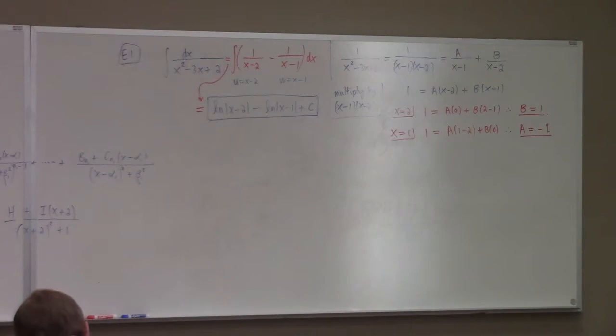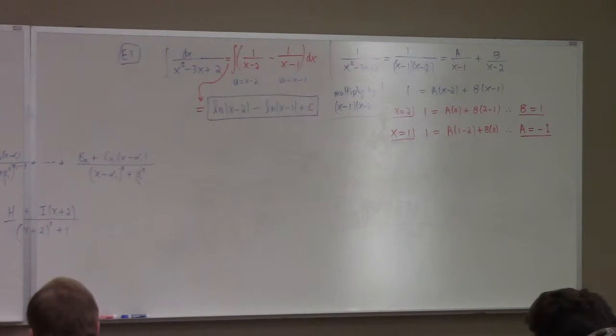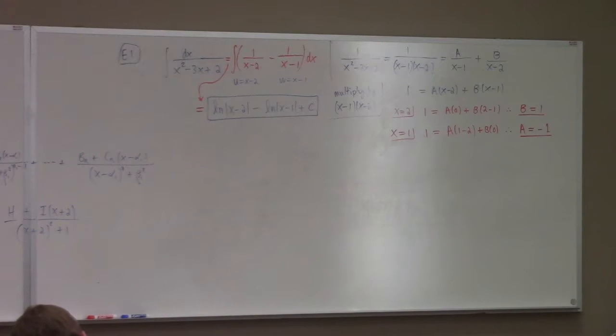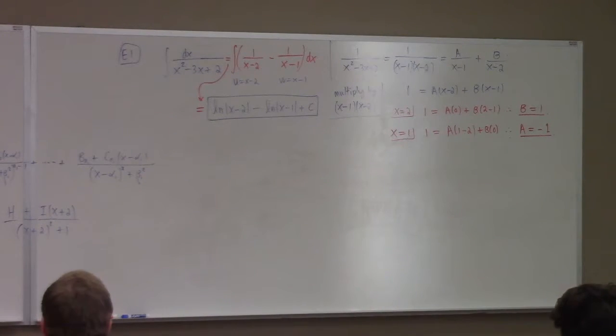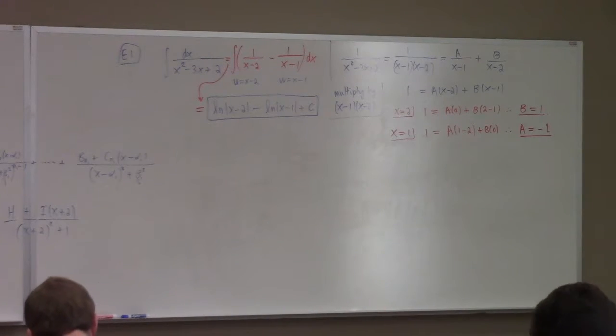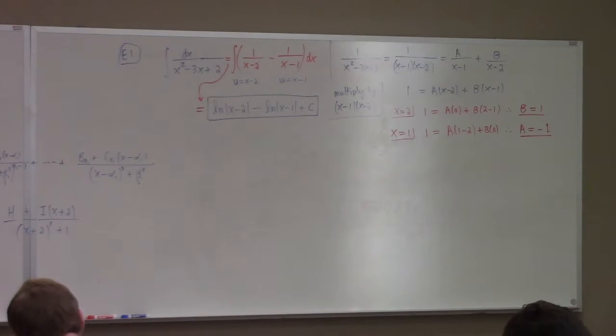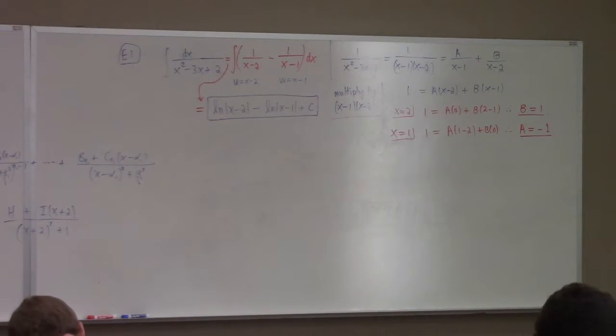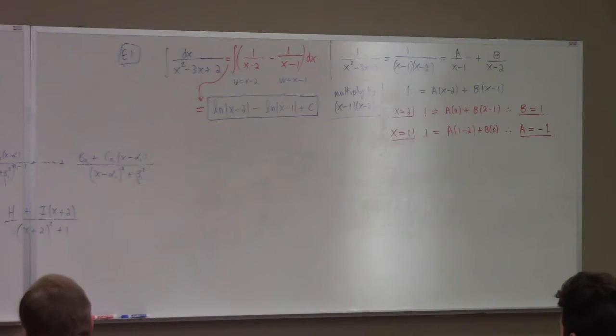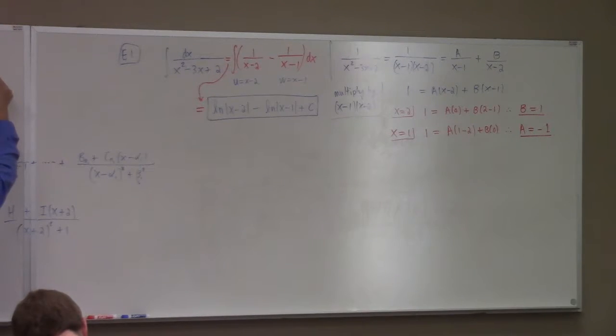Let's see here. So I need to come up with my partial fractions decomposition. Here's what it's going to look like. x plus x squared over x plus 1 quantity squared times x squared plus 1. So I'm going to have A over x plus 1 plus B over x plus 1 squared plus Cx plus D over x squared plus 1.